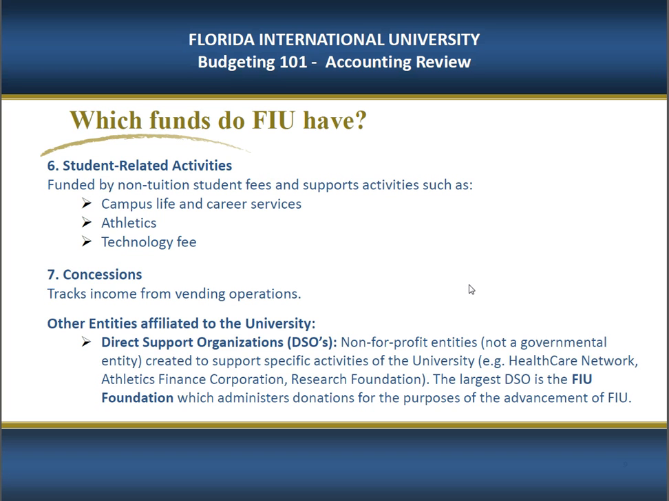Finally, there's some other entities that are affiliated to the university. These are called DSOs, which are direct support organizations. They are not-for-profit entities. They are not governmental in nature. They are not part of FIU as a governmental agency. They're separate not-for-profit organizations. They are created to support specific activities of the university. Examples here are the Healthcare Network, Athletics Financing Corporation, and the Research Foundation.